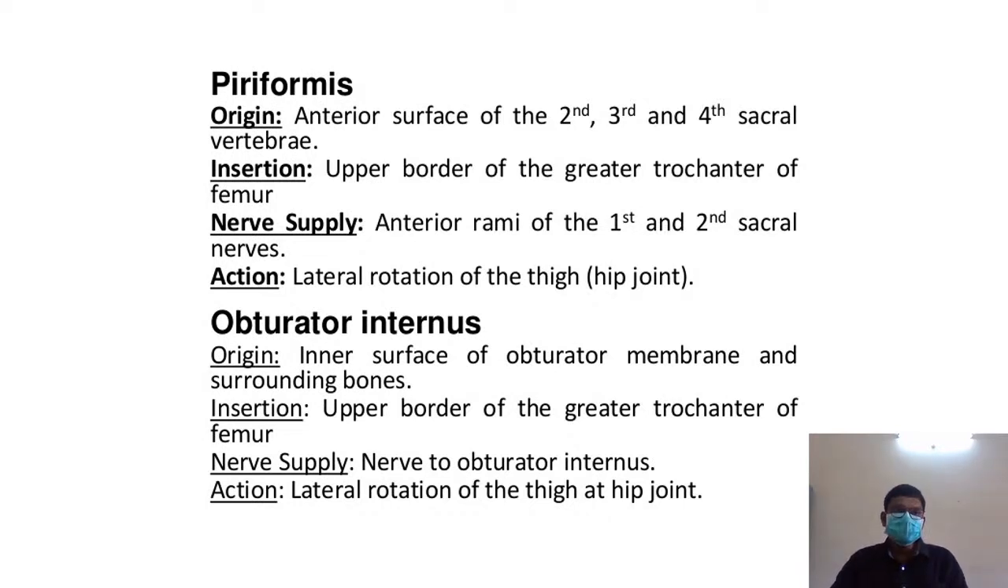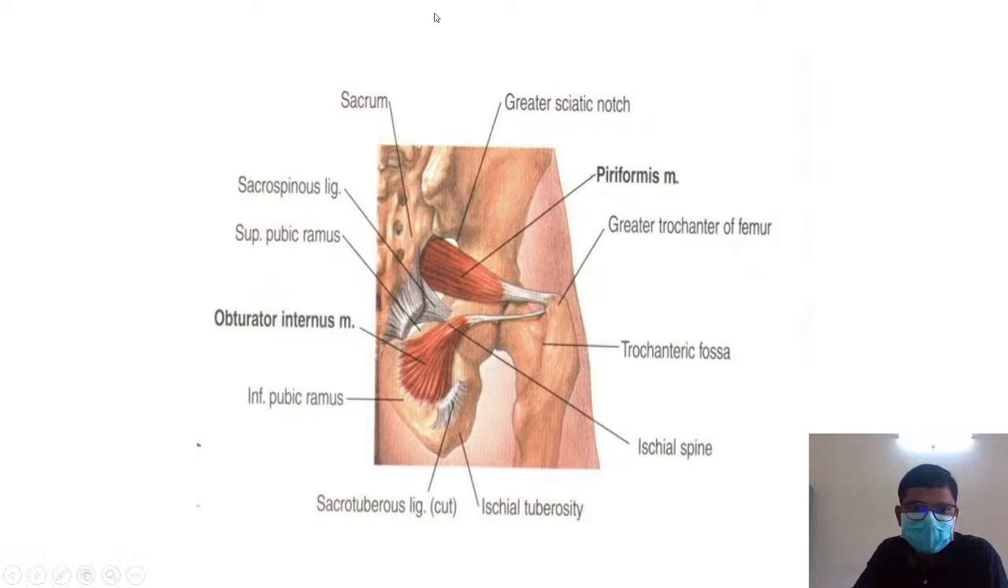Coming to the next muscle, that is the obturator internus. This obturator internus takes its origin over the inner surface of the obturator membrane and also the surrounding bones. After taking its origin from the obturator membrane and the surrounding bones, it is inserted over the upper border of the greater trochanter of the femur. You can see this one, this is the obturator membrane.